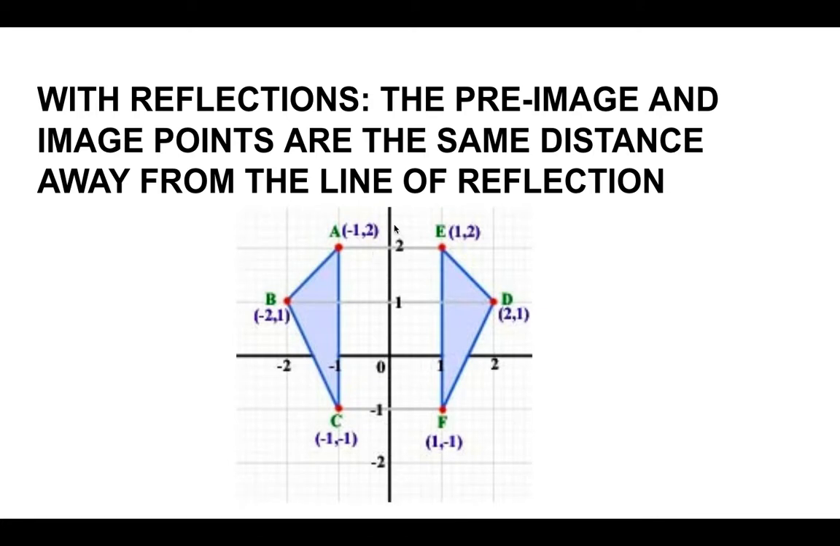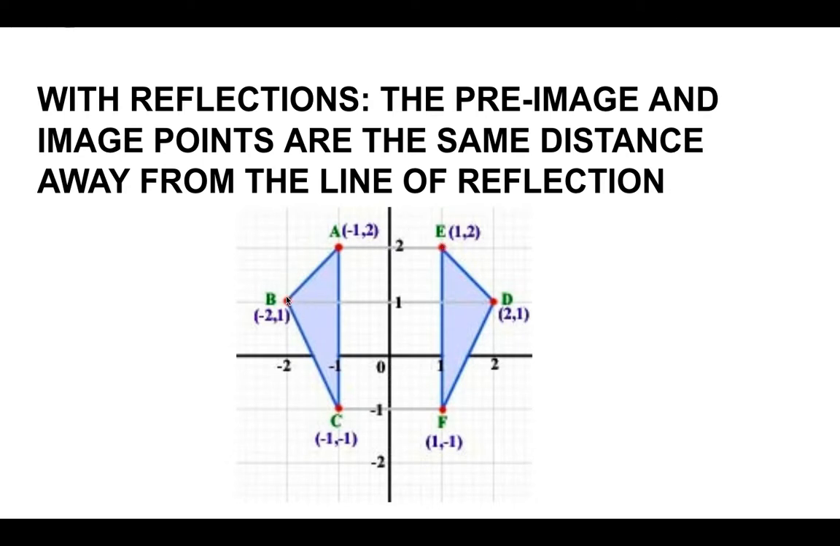What I want you to notice is, since this is my line of reflection, notice to get from point A to the line of reflection, I'm jumping how many units? Exactly 1 unit, right? Because I'm going from -1 to 0. So I made one jump. And then notice the same thing can be said of point E. Notice in order for point E to touch my axis of reflection, it makes one jump, okay?